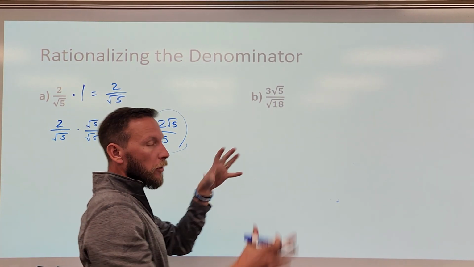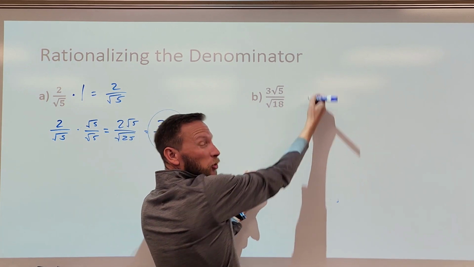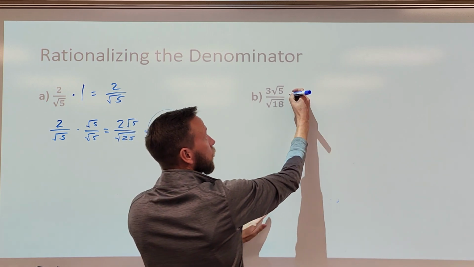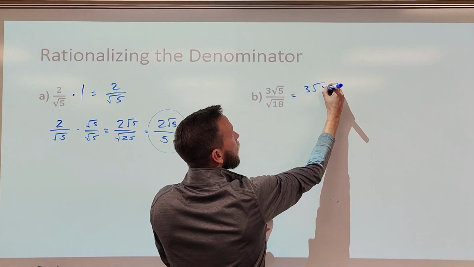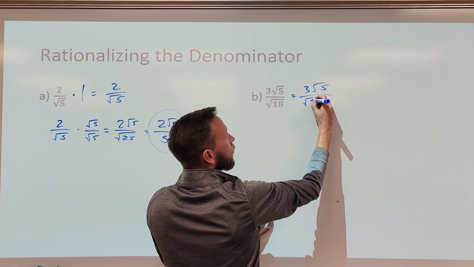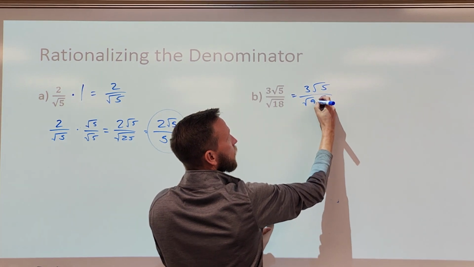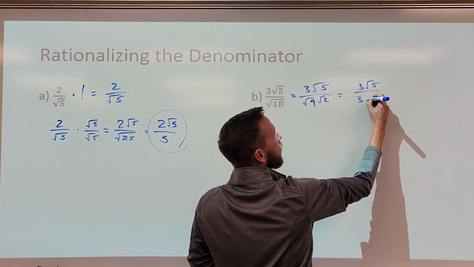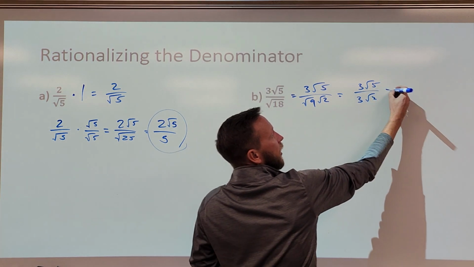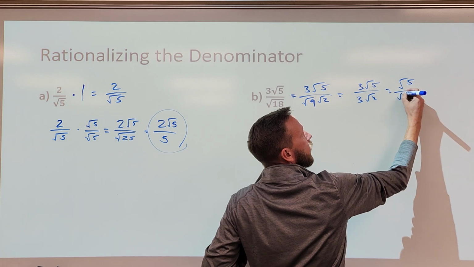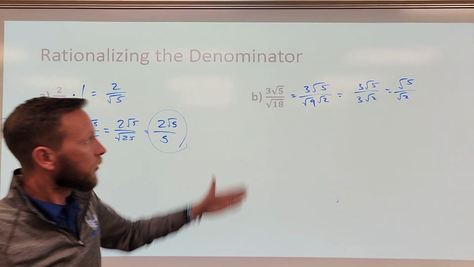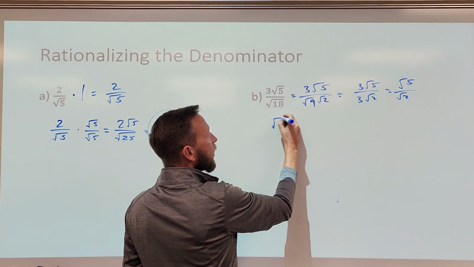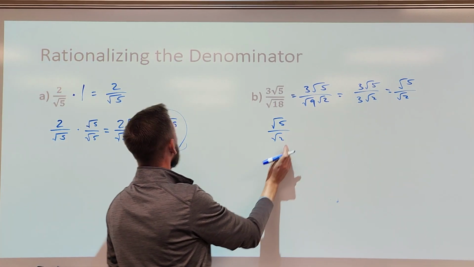Over here, we might find that instead of multiplying by the square root of 18 over the square root of 18, it may be beneficial to simplify the square root of 18 as the square root of 9 and the square root of 2. All right, because when we do that, we have 3 square roots of 5 over 3 square roots of 2, and you know that that's going to equal the square root of 5 over the square root of 2. All right, because the 3's will factor out as 3 over 3 is equal to 1. So now we have the square root of 5 over the square root of 2, and we're going to do the same work that we did here.